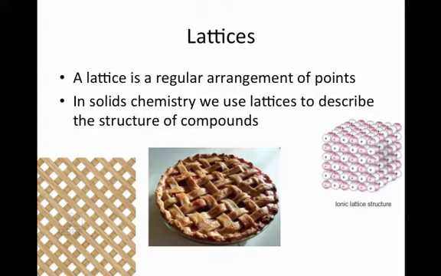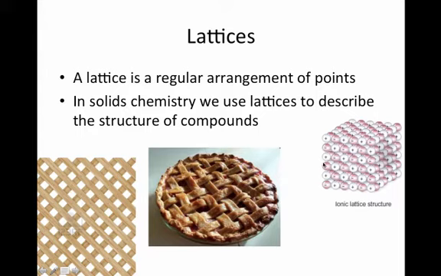Okay. When we're talking about solid state chemistry, or what solids look like, we always refer to lattices. Now, a lattice is just a regular arrangement of points. You can have a lattice that is a piece of garden trellis that you put plants on to grow, a lattice in a pie, or a lattice in the structure of sodium chloride. It's just a repeating selection of points. So this lattice, if you look here, is the same as this bit over here, is the same as this bit over here. It repeats all the way across the pie. Same as this, same as this.